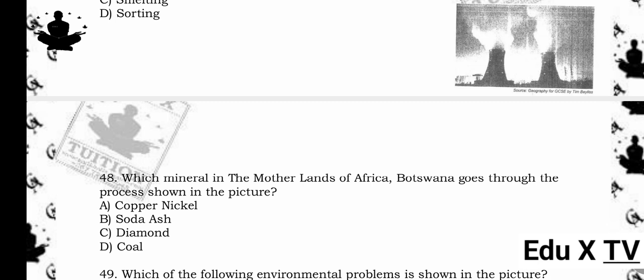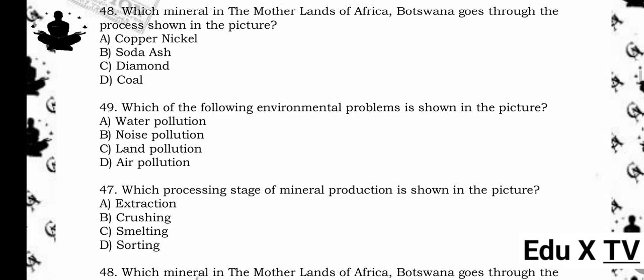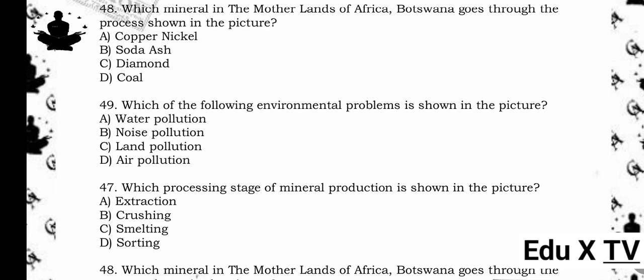48. Which mineral in the motherlands of Africa, Botswana, goes through the process shown in the picture? A. Copper nickel. B. Soda ash. C. Diamond. D. Coal. The answer is A. Copper nickel. Reason being, copper and nickel mining involves smelting to extract metals from ore. 49. Which of the following environmental problems is shown in the picture? A. Water pollution. B. Noise pollution. C. Land pollution. D. Air pollution. The answer is D. Air pollution.